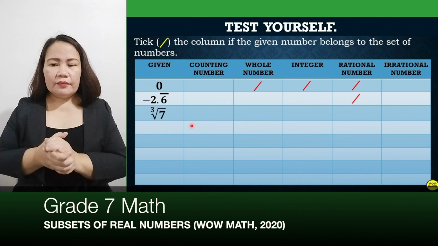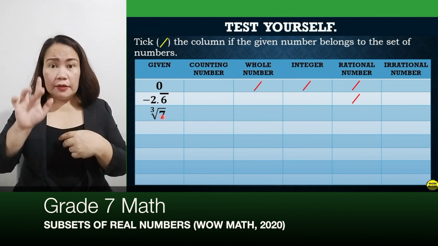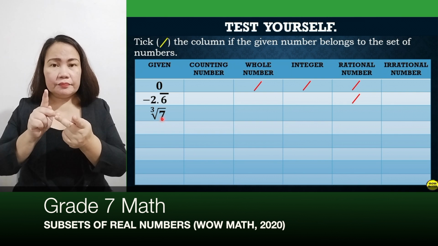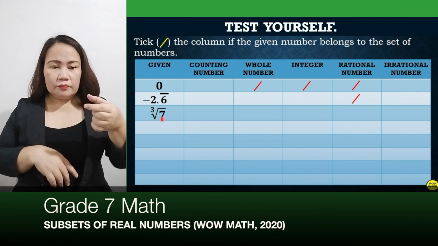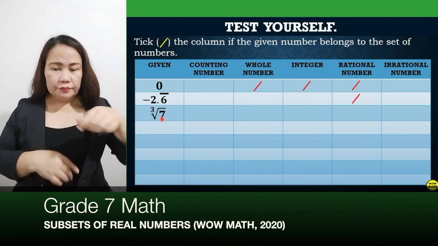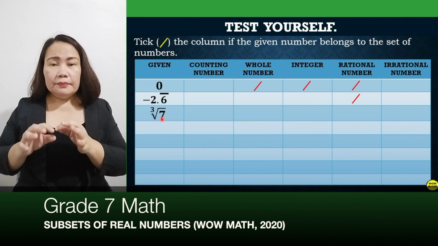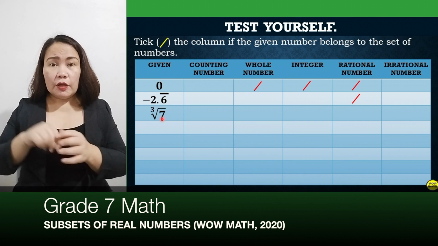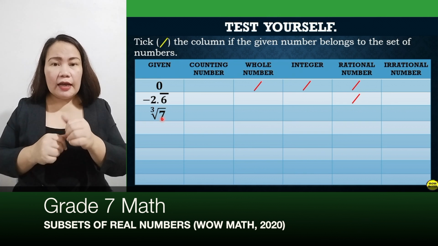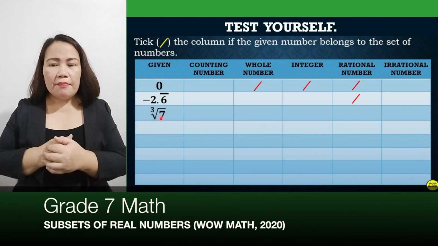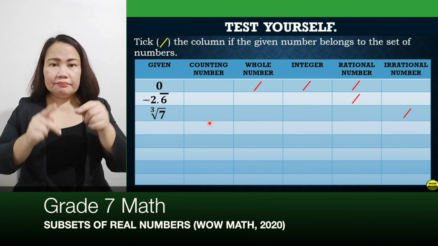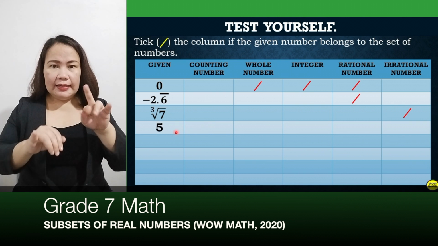Next, I have cube root of 7. So, since this is not a perfect cube, pag sinabi nating perfect cube, halimbawa 8. So, the cube root of 8 is 2. Why 2? Because if we will be multiplying 2 3 times by itself, 2 times 2 is 4, 4 times 2 is 8. So, therefore, 8 is a perfect cube. So, if I have here cube root of 7, since this is not a perfect cube, then this is irrational.